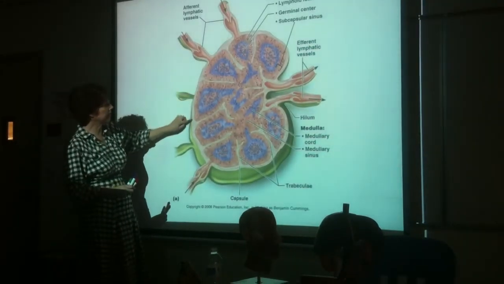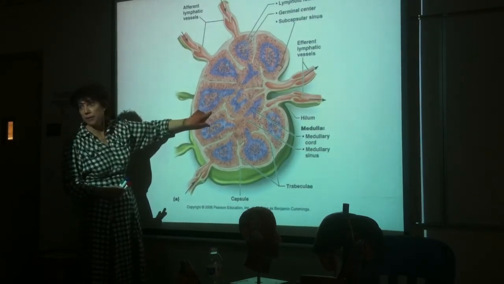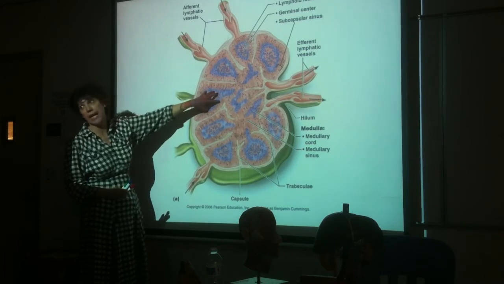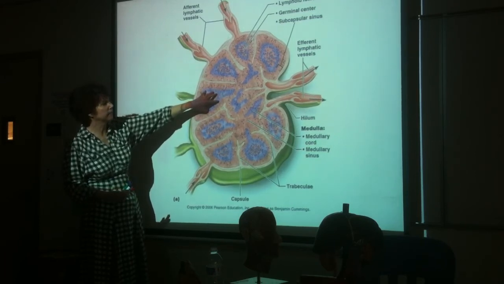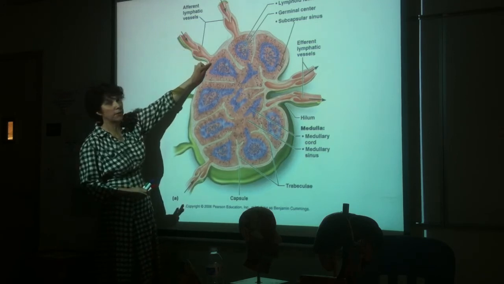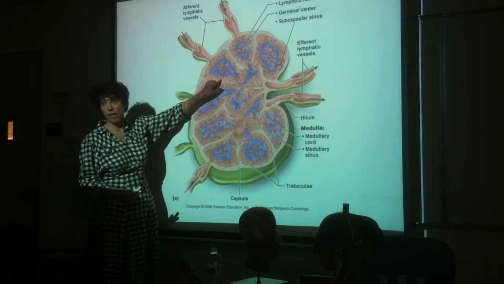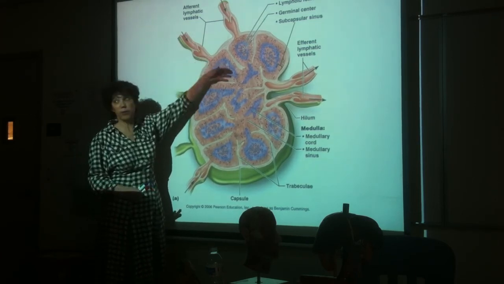So here's the capsule. See these little lines drawn in? Those are the reticular fibers. They would be present within the follicle as well. So when lymphatic fluid comes into the lymph node, it can travel around the follicle, that would be the easier route, or through the follicle.